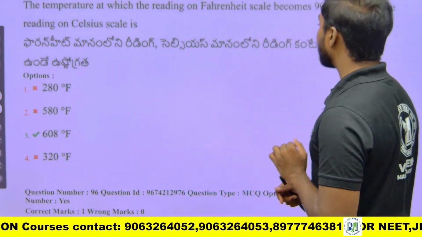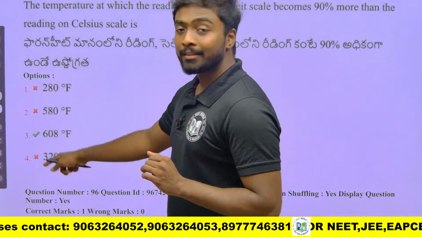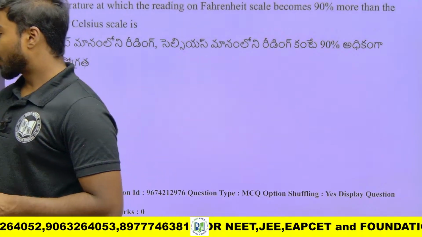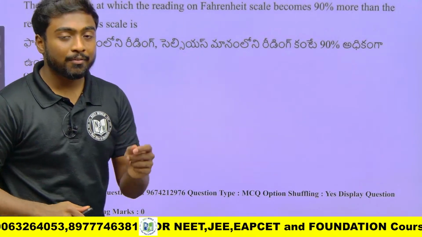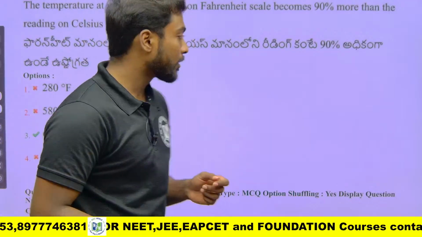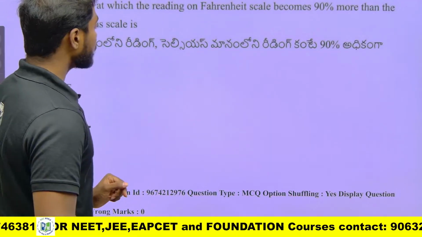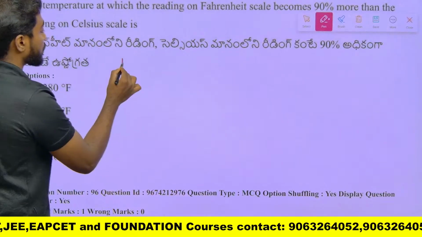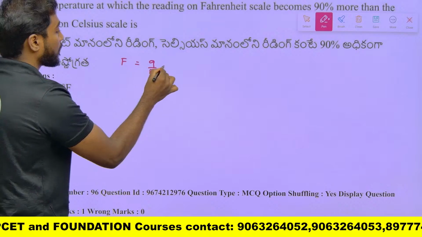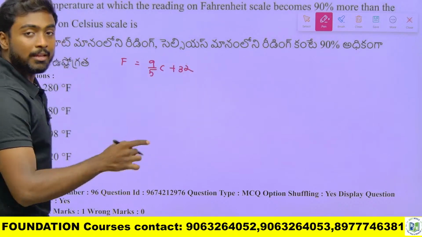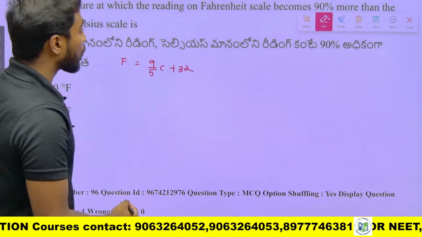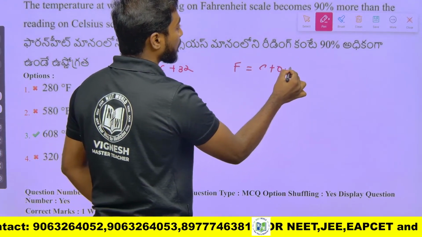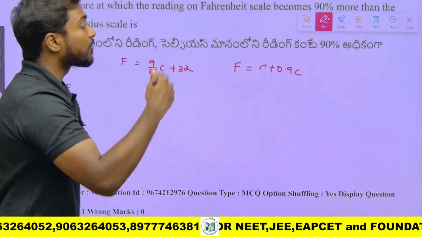And what have they asked? I need to get the answer in Fahrenheit, right? So I can calculate easily. What is the equation? It is F is equals to 9 by 5 C plus 32. I'll write it down: F is equals to 9 by 5 C plus 32. This is the equation we know, but the given question says F is equals to C plus 0.9 C, since it's 90% more.